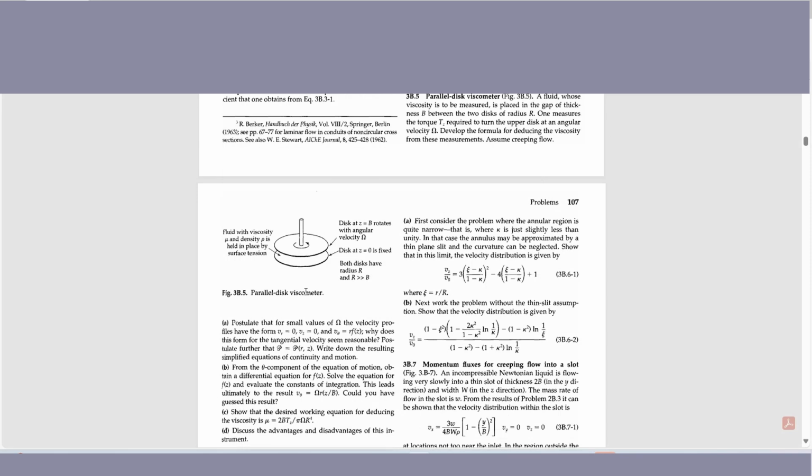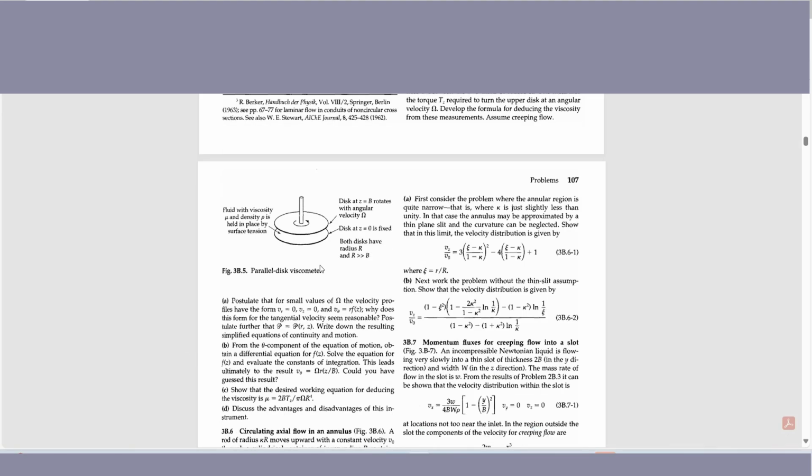Hello, this is a review of problem 2B.5, parallel disk viscometer. Basically, we're just going to be finding the velocity profile in the theta direction, which is this direction around the viscometer.